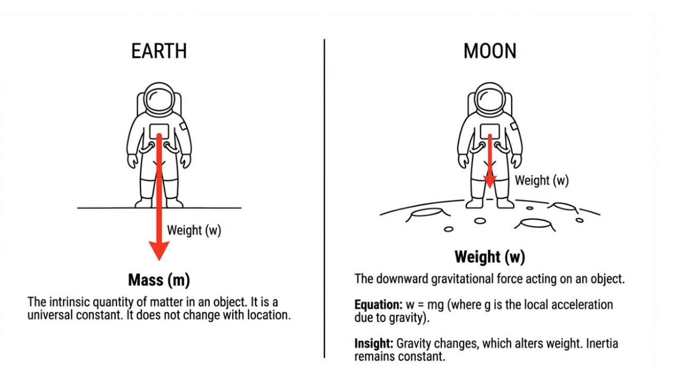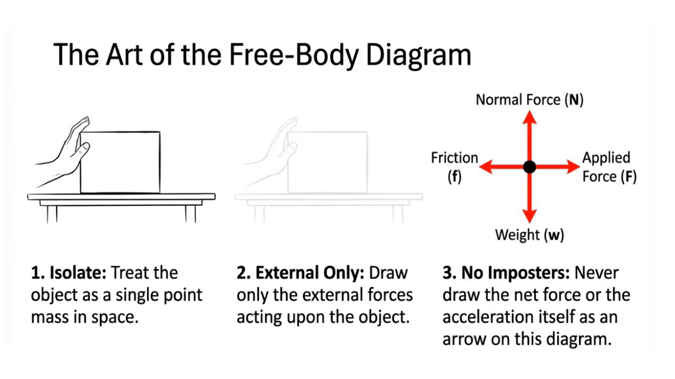Weight is calculated by multiplying mass by the acceleration due to gravity, which varies from place to place. This means gravity affects weight, but not the object's inertia or mass. When creating a free body diagram, the first step is to isolate the object by representing it as a single point in space, which simplifies the analysis.